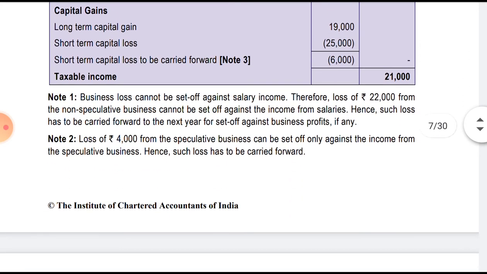We will read the notes. Business loss cannot be set off against the salary income. Therefore, the loss of 22,000 rupees from the speculative business cannot be set off against the income from the salary. Hence, such a loss is to be carried forward to the next year for the set off against the business profit, if any.